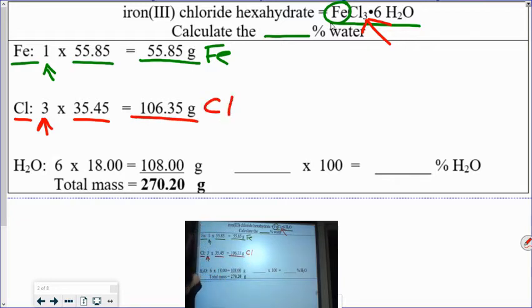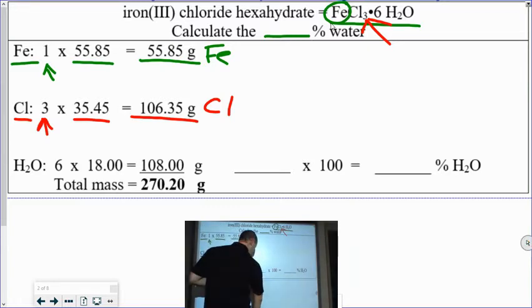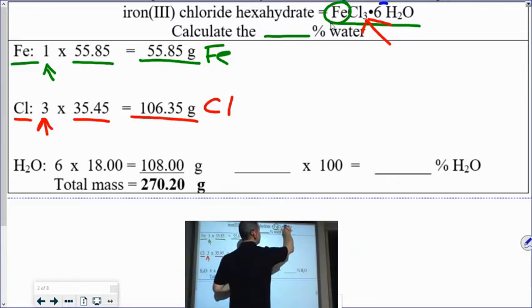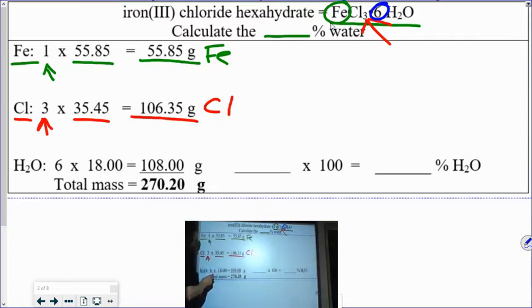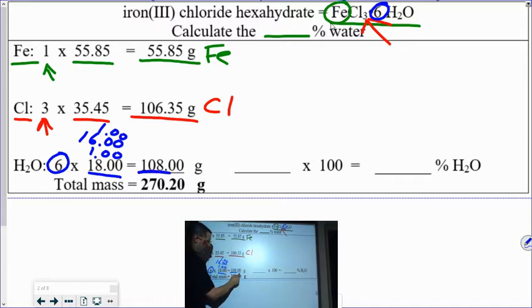And then the last part we have is the H2Os. We're going to figure out H2O altogether. We're not going to break it apart. If we look here in this compound, we have 6 H2Os. So that's where this 6 comes from. This is the molar mass of H2O. So oxygen is 16.00 plus 1 hydrogen plus another hydrogen. That's H2O. And that gives us a grand total of 108.00 grams total for H2O.